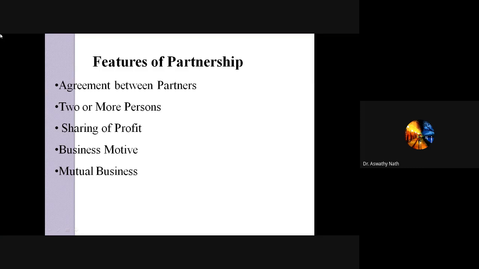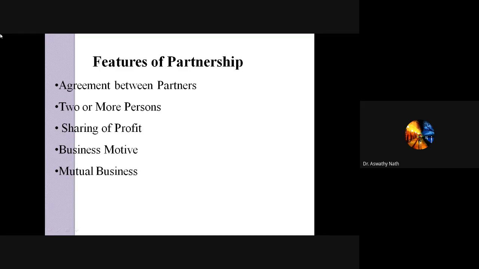And next is business motive. The motive of every business is making profit. So it's important for any firm carrying on some kind of business that it should have a profit gaining motive. The same is true in the case of a partnership firm also, the motive is profit making.